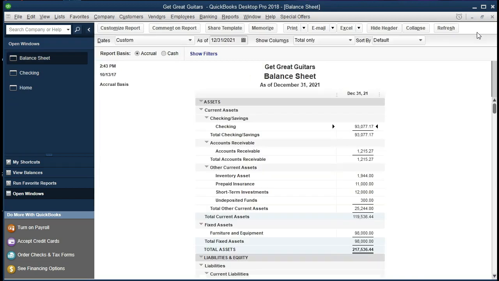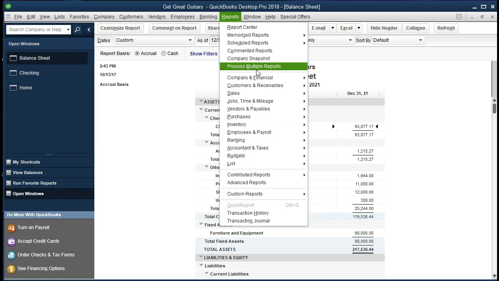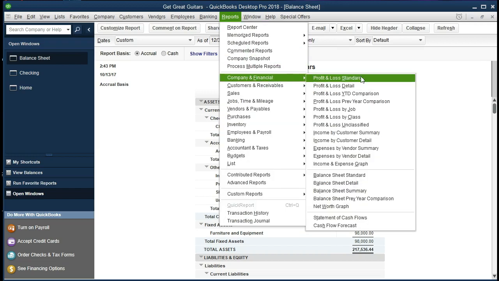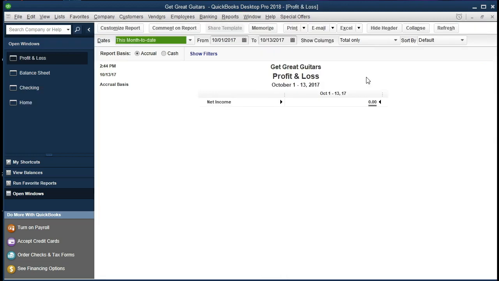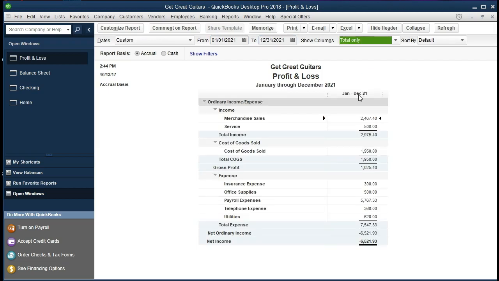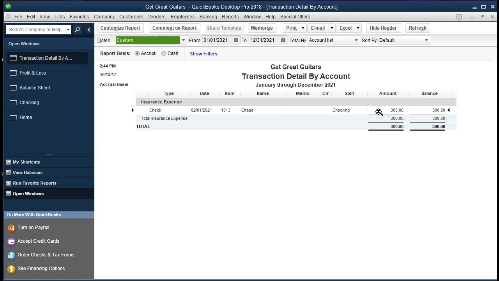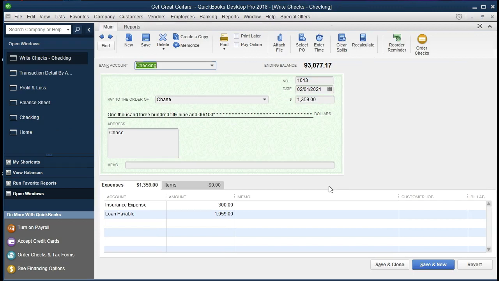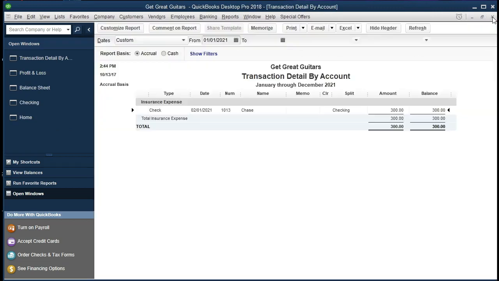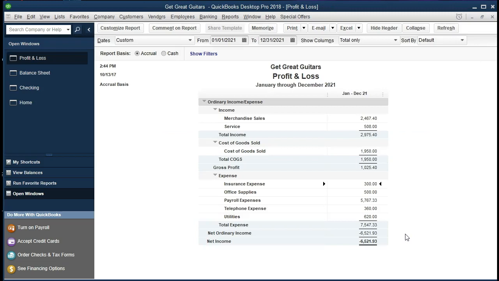We then go to the income statement or profit and loss. We can see the other two accounts. Reports, company and financial, profit and loss. We're going to change the date 01/01/21 to 12/31/21, and we're going to look for those two other amounts, one being the interest expense. There's the 300 in interest expense. There's the 300 there. So there's our check. Closing this out. Closing this out. That, of course, decreases net income.